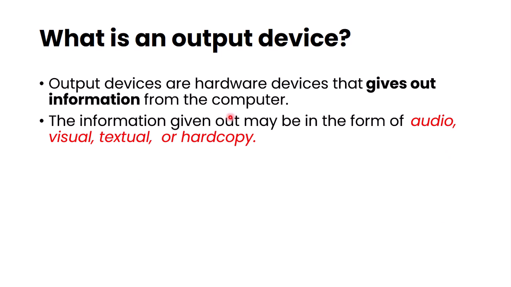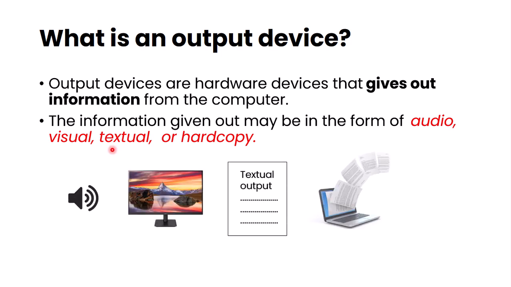The information given out may be in the form of audio, like from the speaker, a visual, something you can see from a monitor, and then textual, like a text or a hard copy. So it can be an audio like this, it can be a projector or a monitor like this. It can be a text from the PC, or it can be something that you print using the printer.